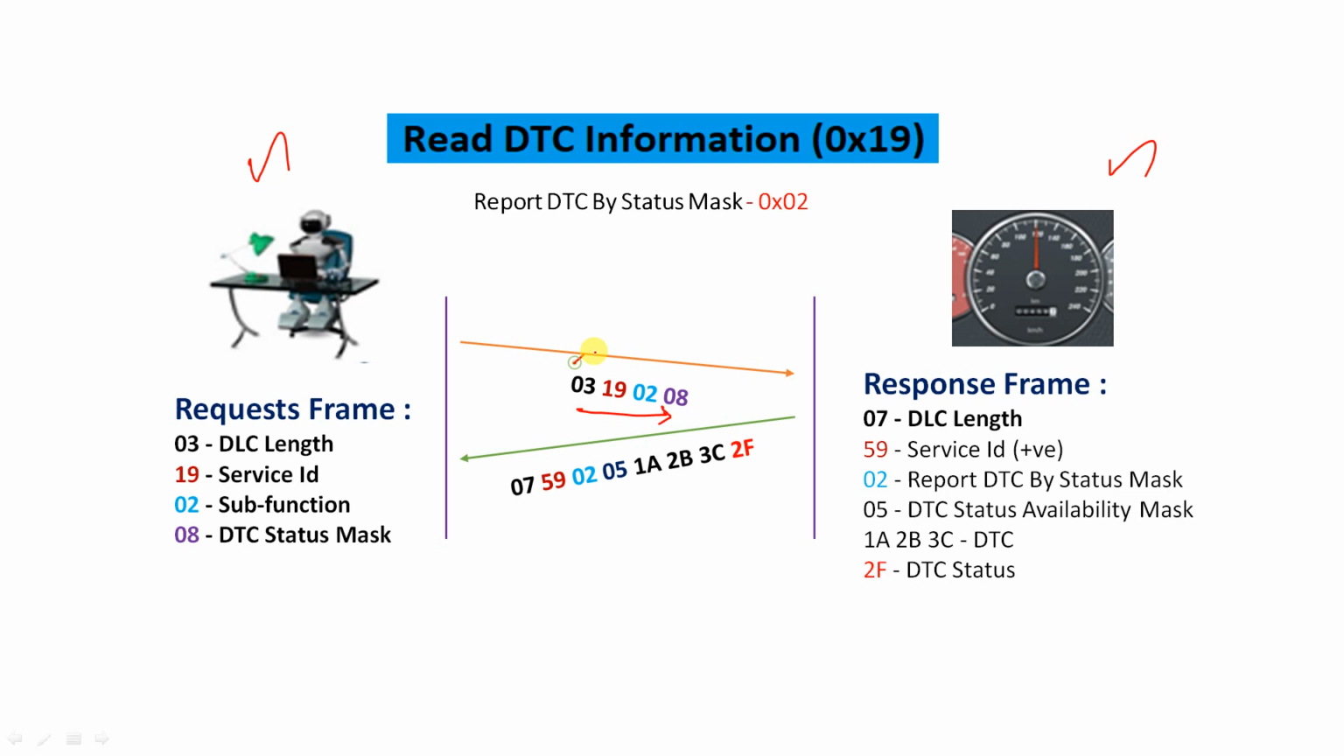So here we have mentioned the 03. Then 19 is the service ID, that is Read DTC Information. And here 02 is the subfunction. As I said, out of 27 subfunctions, this is the first subfunction we are going to learn. 02 means this subfunction reports DTC by status mask.